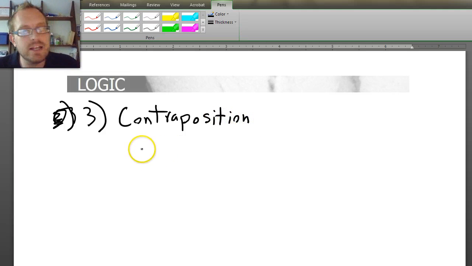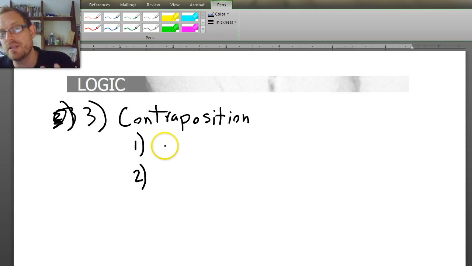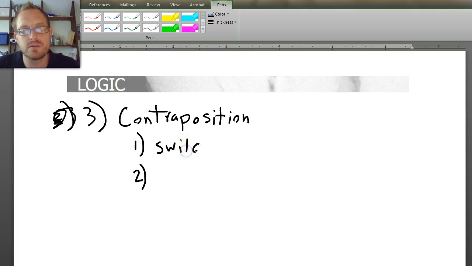Contraposition. There are two steps to doing a contraposition. The first thing to do is to switch the subject and the predicate. So first you do a sort of conversion: you switch the subject and the predicate.